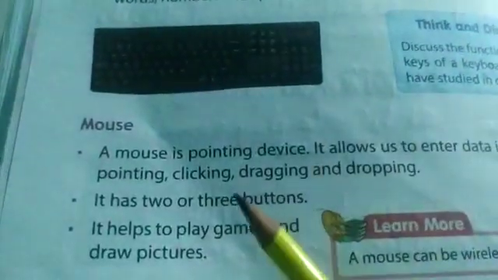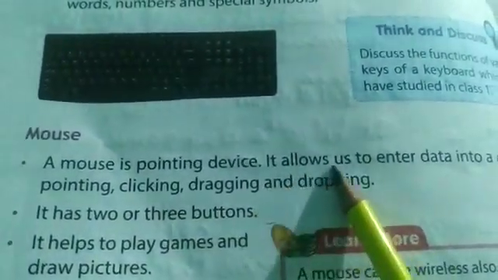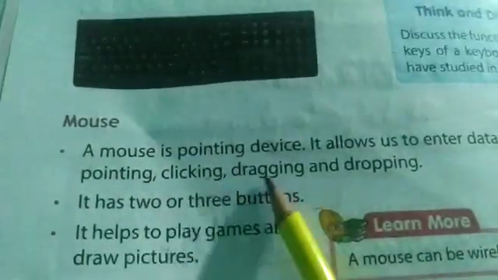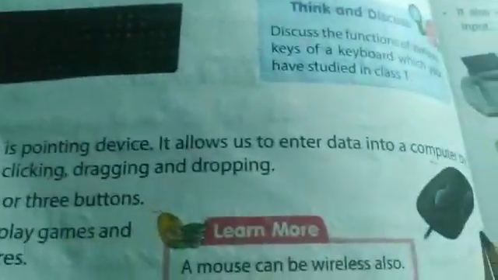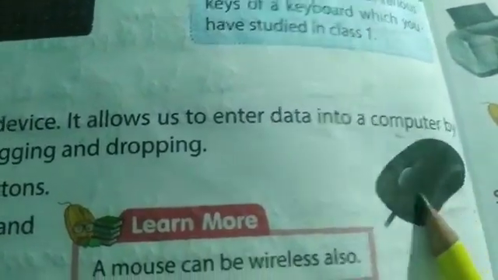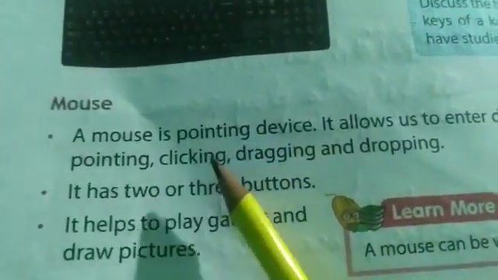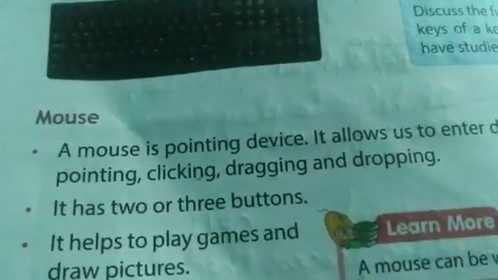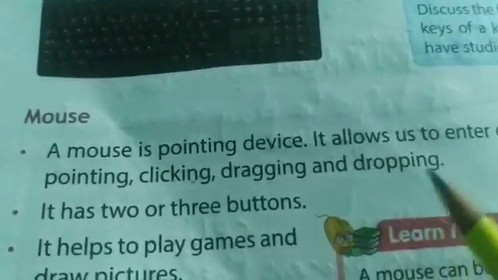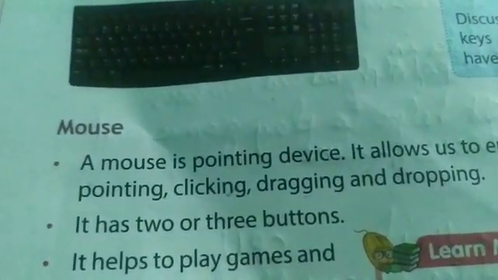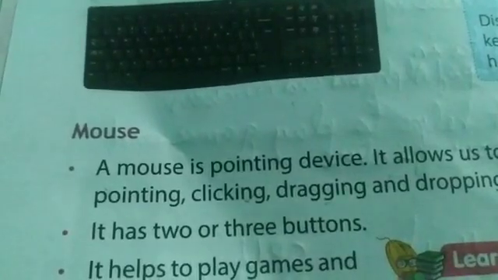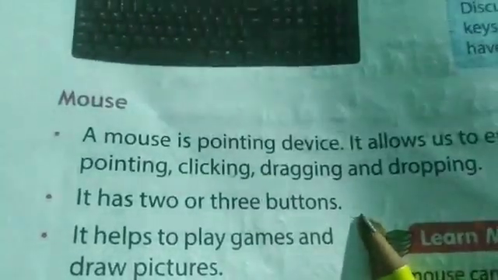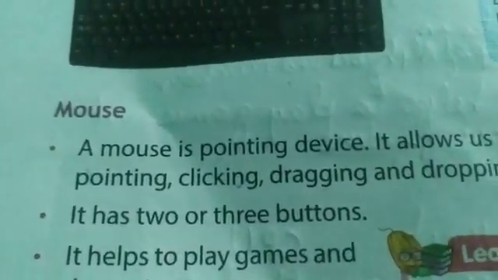Okay, now next one is mouse. A mouse is a pointing device. It allows us to enter data into the computer by pointing, clicking, dragging and dropping. This is a picture of a mouse and it is used to point. We can click, we can drag and drop. Suppose we have written one sentence and we have to put it in another folder. With the help of click and drop, we can drop it to the other part. It has 2 or 3 buttons. It helps us to play and draw pictures.